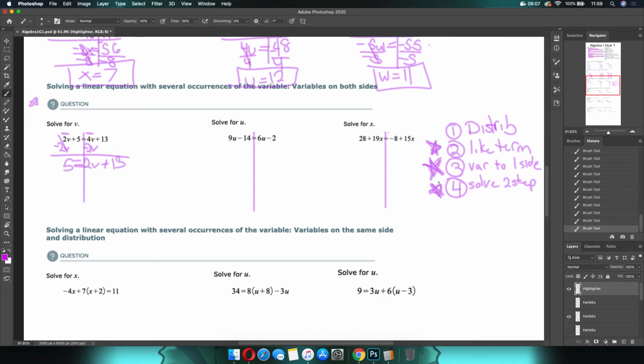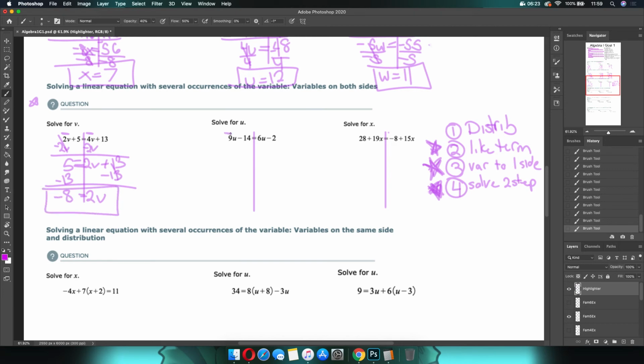And look, we got back to a step 4, a two-step equation. So minus 13, 2v equals 5 minus 13. So that's subtraction. 13 is the sign that dominates.